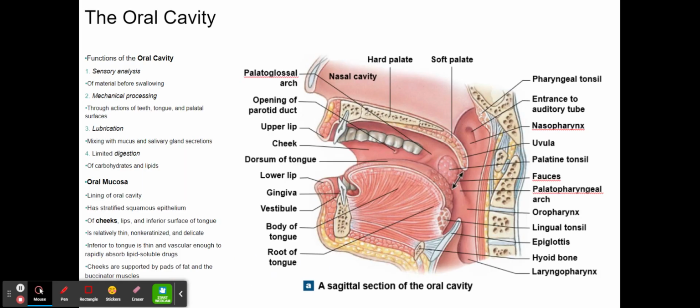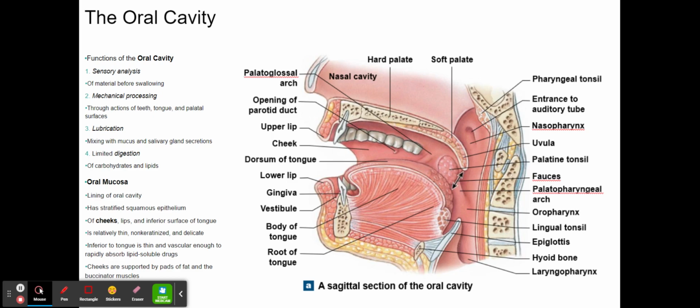So let's continue our exploration of the digestive tract by following the path of ingested food. We begin at the oral cavity, the mouth, or the buccal cavity. The functions of the oral cavity include: 1. Sensory analysis of food before swallowing, 2. Mechanical processing through the actions of the teeth, tongue, and palatal surfaces, 3. Lubricating by mixing with mucus and saliva, and 4. Limited digestion of carbohydrates and lipids.